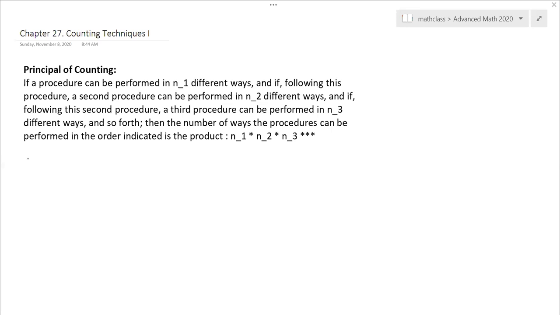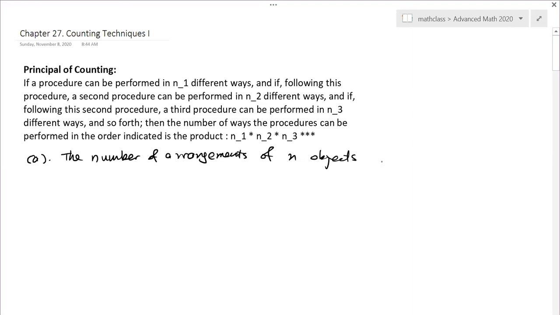For the first case is the number of arrangements of n objects in a row. So you have n objects, could be students in a row, right? So the number will be n factorial. How to do that, right? Suppose you have n objects, so to put them in a row, you have n objects here.